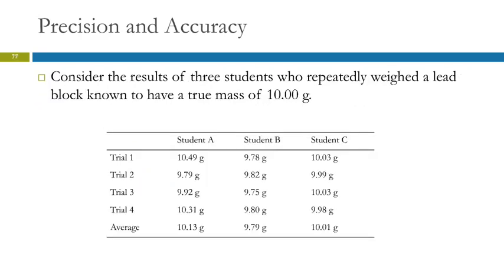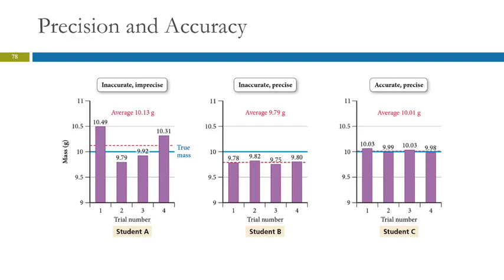So let's look at these students and their data. They took a lead block, and the mass of that lead block is known to be 100.00 grams. And they each weighed the block 4 times, and these are their results. So they made 4 different mass measurements of the same object, and then they averaged them. Just looking at this table of numbers, it's a little hard to make sense of what all this is. Scientists use tables of numbers like this so that we can concisely show data, but then oftentimes a graph is more helpful, makes it more visual.